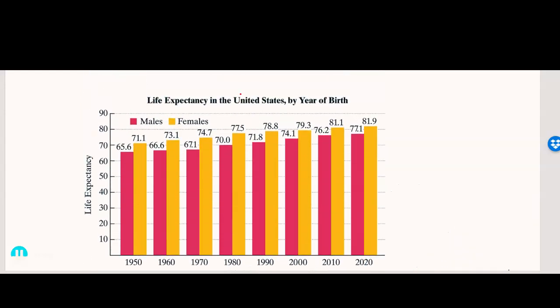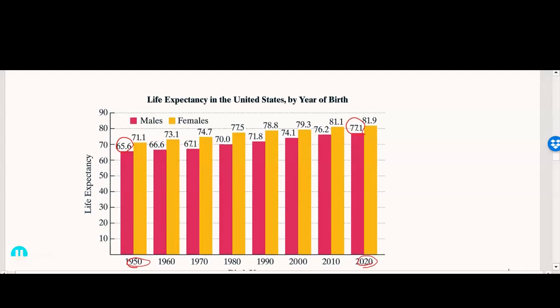Now, what we need to do then is look at two numbers. Okay, I'm going to circle them down here. We're going to look at 1950, but it's males, so we're going to look at that number. And then we're going to look at the very end. Very consistent here. We'll always look at the beginning number and then the end number. So we're going to look at 1950 and the number that corresponds with that, and then 2020 and the number that corresponds with that.